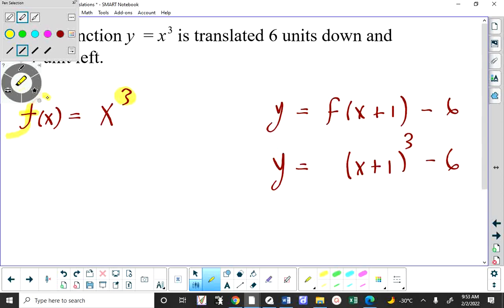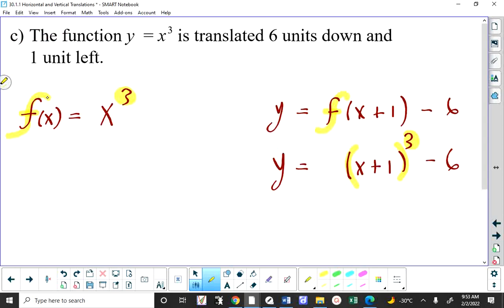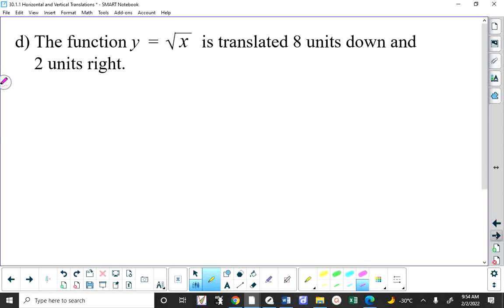Again, the f means cube the thing. And again, this is an answer that is not specific enough for this question. This is the more specific, better answer to this question. Finally, for D, we ended up saying that y must be equal to f of x minus 2 minus 8.